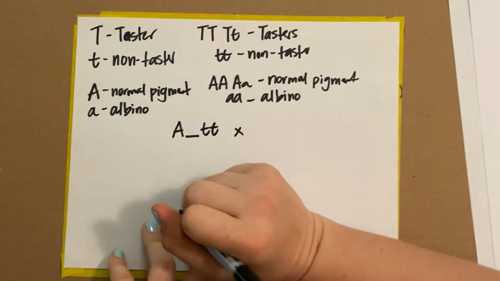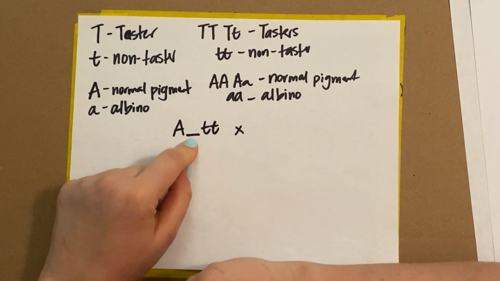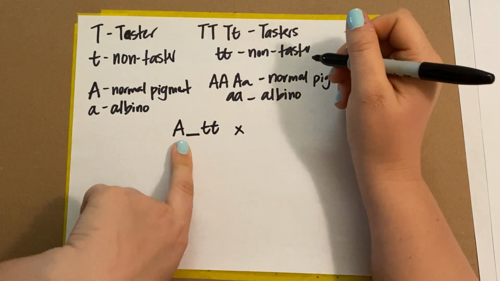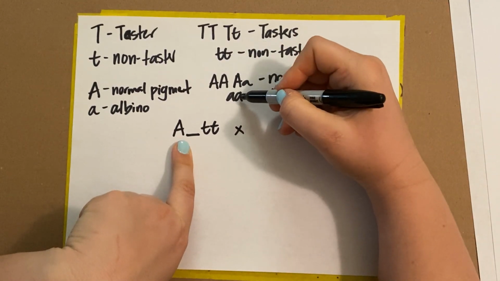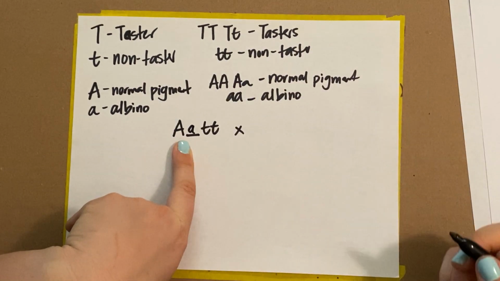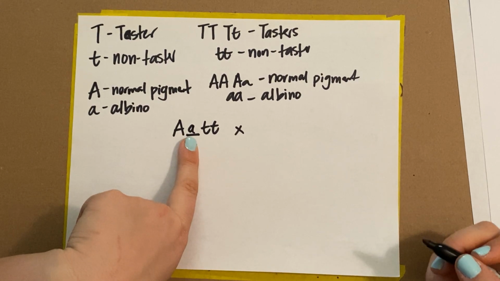Okay, she is then going to have a baby. Oh wait, sorry. It also says that this woman had a father that is albino. So in order for her father to be albino, he has to be little a, little a, which means that he had to have given his daughter a little a. Okay, so we know that she is a carrier for albinism.